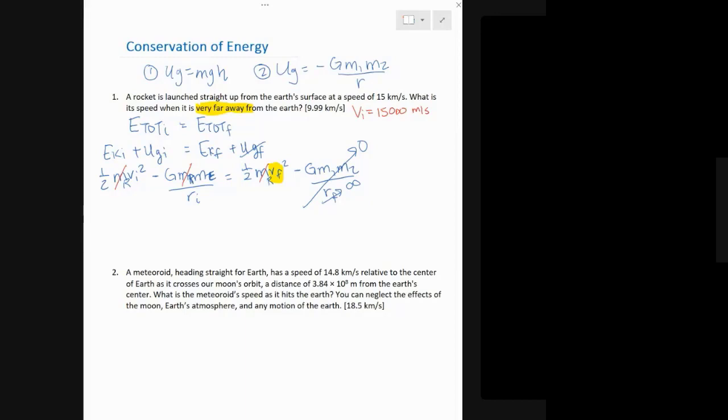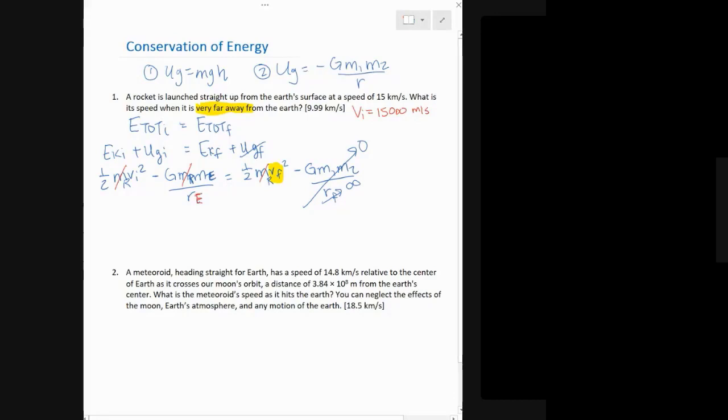What are we going to put for the initial radius, the r initial? The radius of the Earth. Yeah, because the rocket is on the surface of the Earth. So the distance between the center of the rocket and the center of the Earth, we're going to assume is just the radius of the Earth because the rocket's volume is very small in comparison to the radius of the Earth.